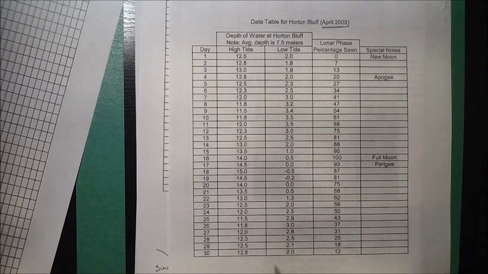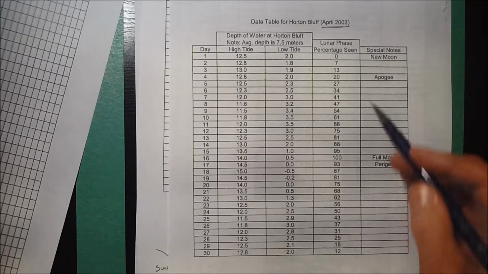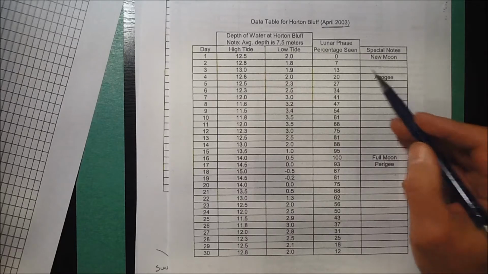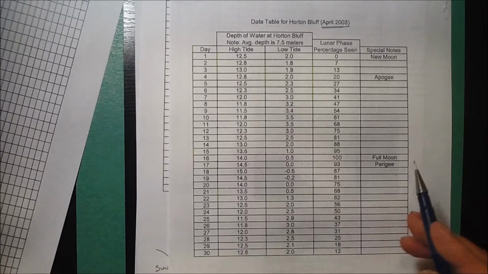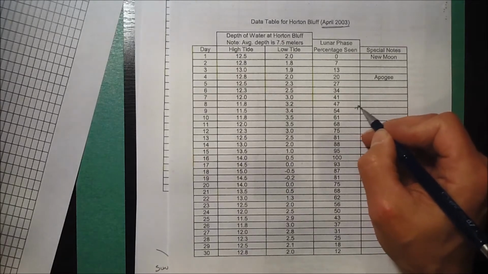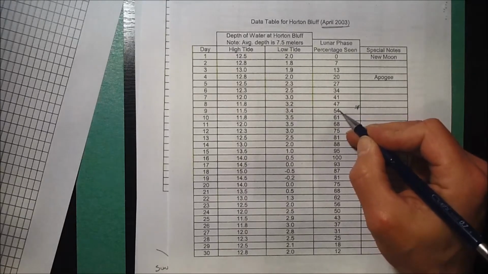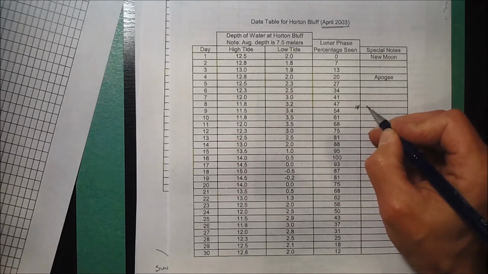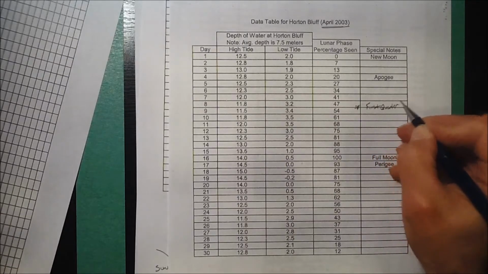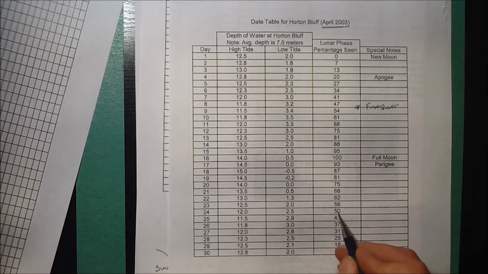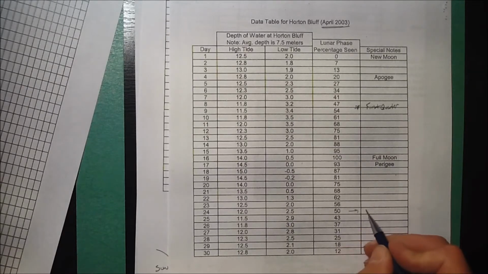So they're giving you high tide data, low tide data. The lunar phase percentage, or the percent illumination, is shown here. It goes from 0 to 100%. So 0 was the new moon, 100% is the full moon. Right here, between 47 and 54%, this would be the first quarter.